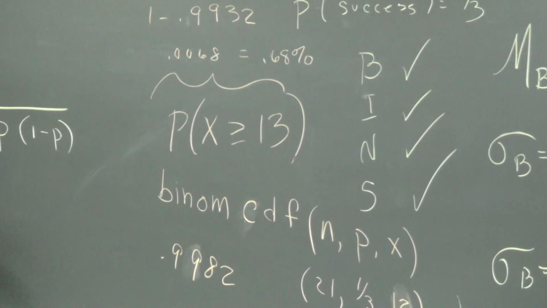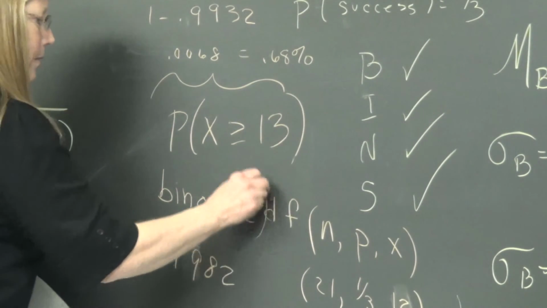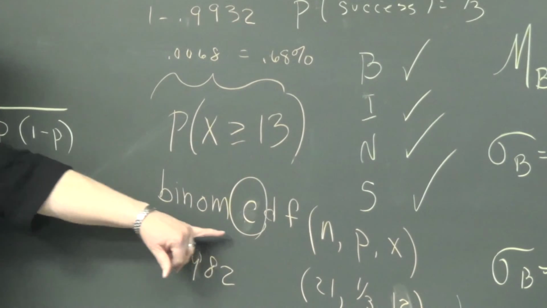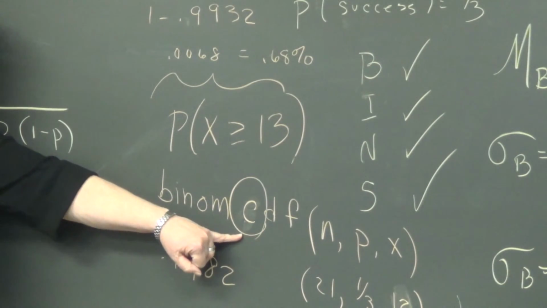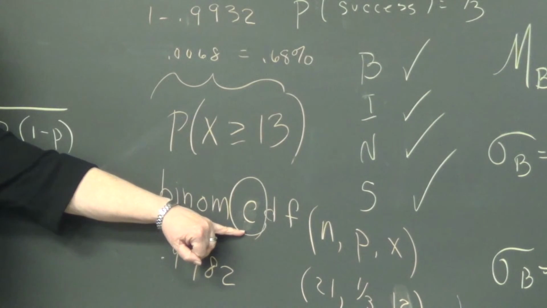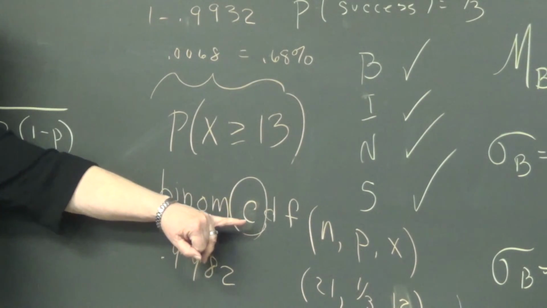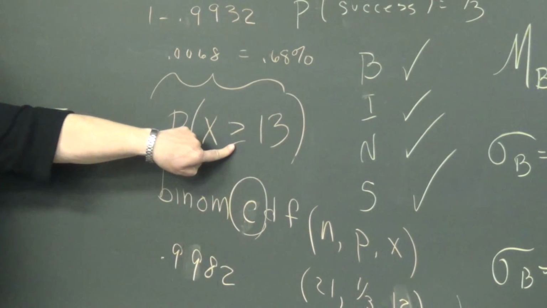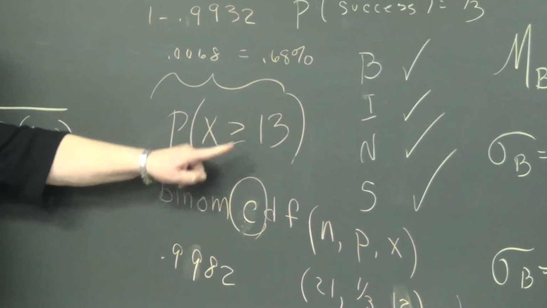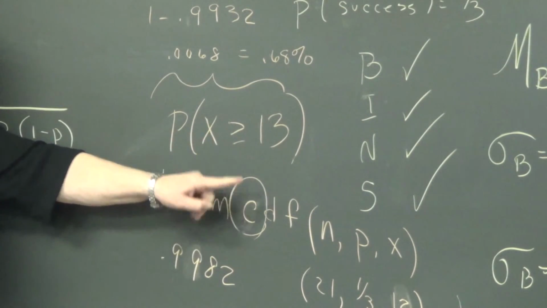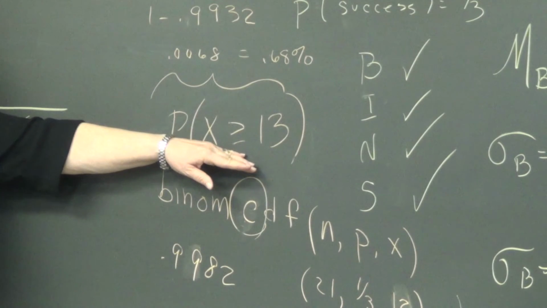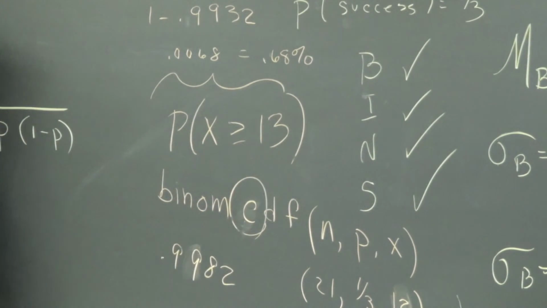So we learned a new thing today. Sometimes we use the C, the binomial CDF, and sometimes we use the binomial PDF. When it's P, there's an equal sign in the probability you're interested in. When it's C, we're looking for a greater than or less than sign. So you must pick up the difference.